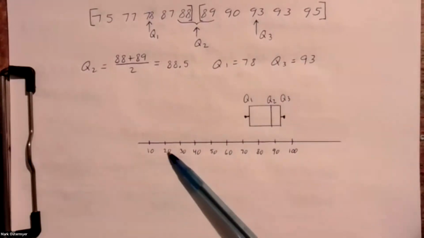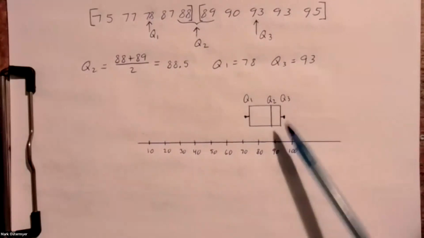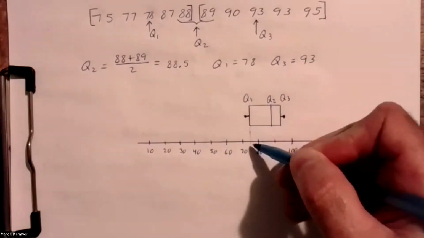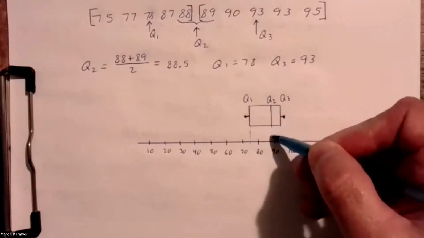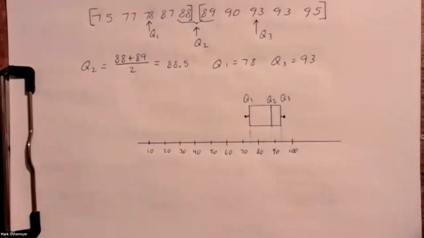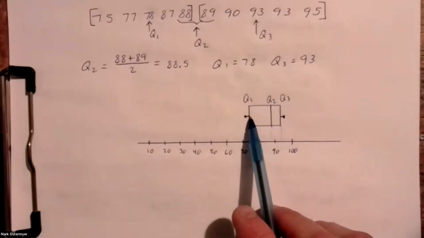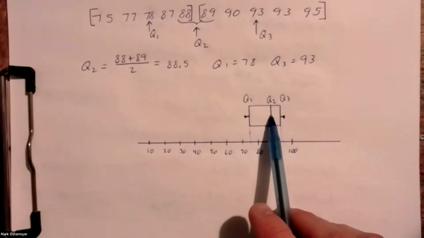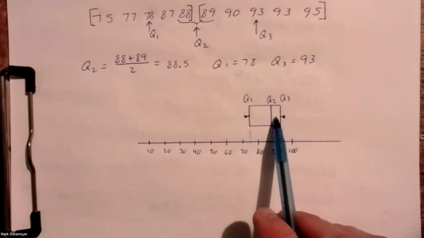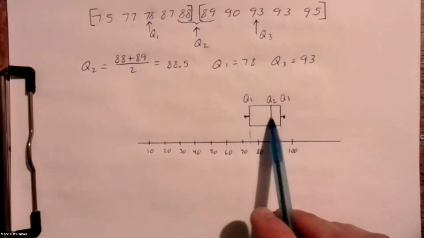I scaled my horizontal axis, spacing tick marks 10 units apart. And you can see that Q1 projects down to about 78, Q2 is about 88.5, Q3 is about 93. And there you go. Looks like you have a little bit more box between Q1 and Q2 as opposed to Q2 and Q3. Because of that, we would say this data set is a little bit skewed to the left, skewed in a negative direction.